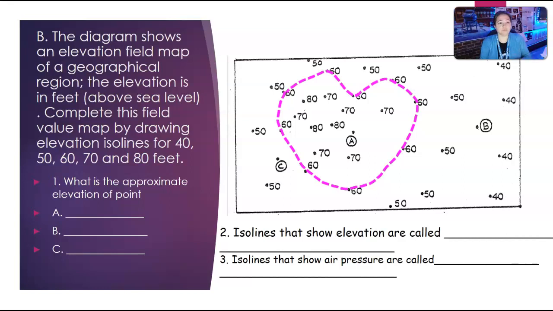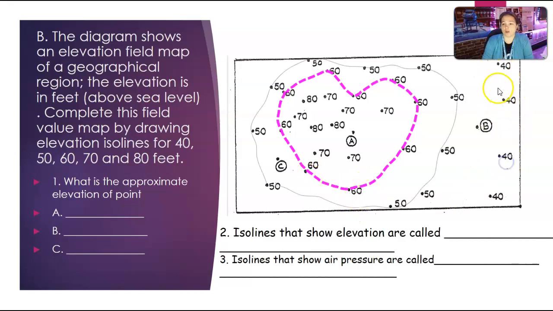All right, so this is what I was talking about when you see a bunch of numbers together. This diagram shows an elevation field map. So the field that I'm looking at is elevation above sea level. Complete this field map by drawing the elevation lines for 40, 50, 60, and 80 feet. You notice the elevations you need are in 10-foot intervals. So 60 is already done for you, where you find all the 60s and you are marking them and then connecting the dots. All right, so I'm going to start with 40.